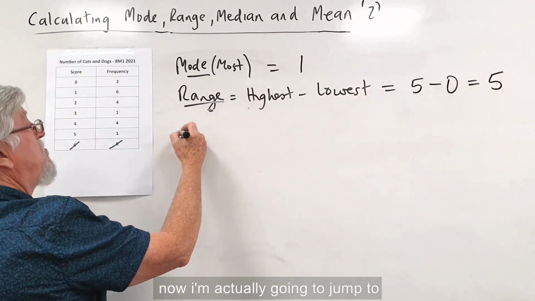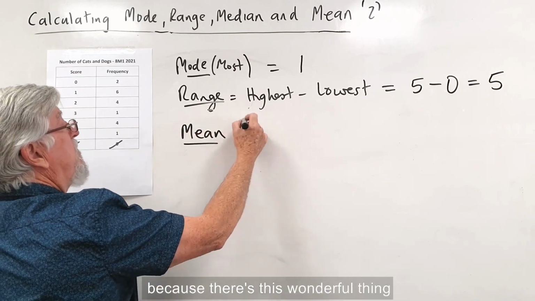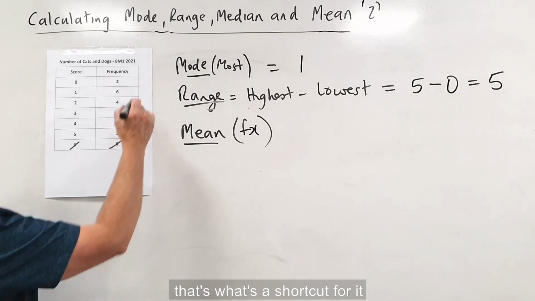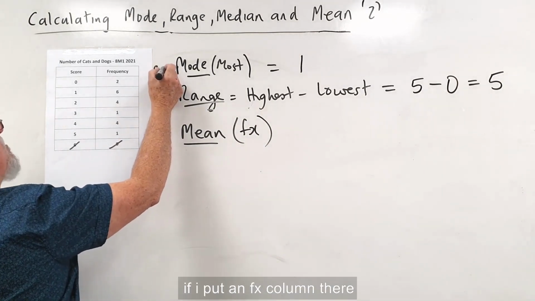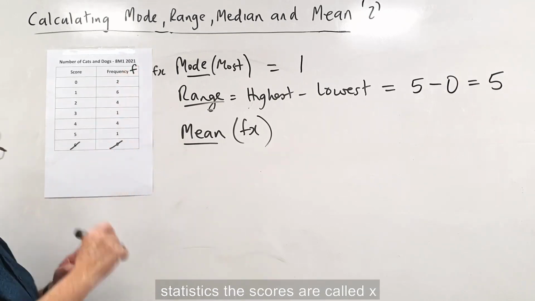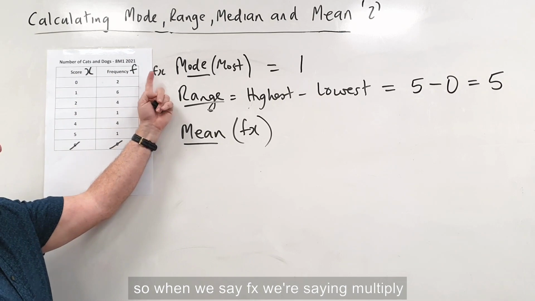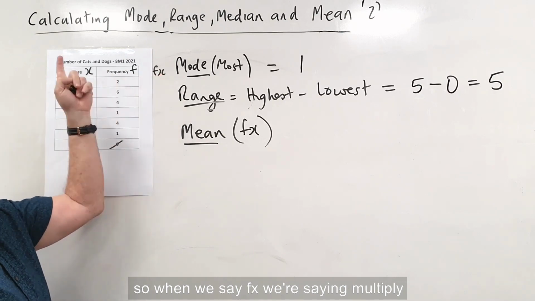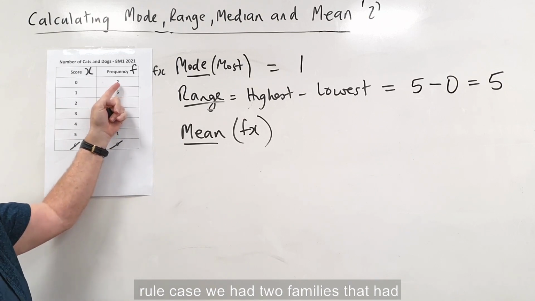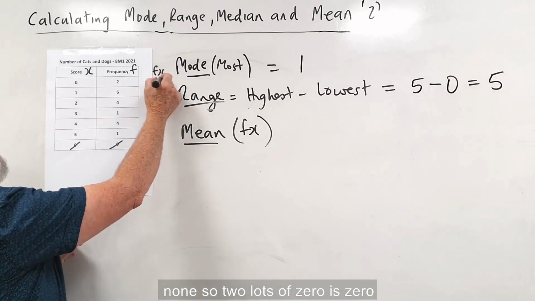Now, I'm actually going to jump to the mean, because there's this wonderful thing called the fx column, and that's the shortcut for it. If I put an fx column there, this one's called f for frequency, and in statistics, the scores are called x. So when we say fx, we're saying multiply that number by that number. So in the real case, we had 2 families that had none. So 2 lots of 0 is 0.